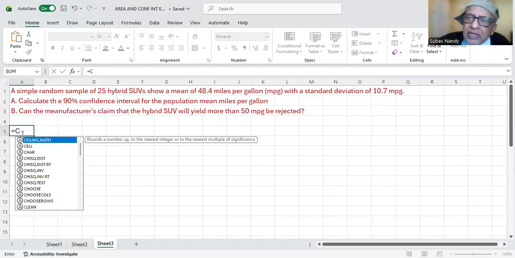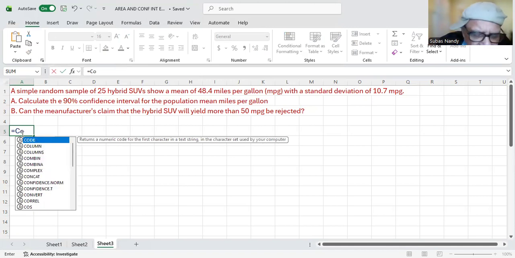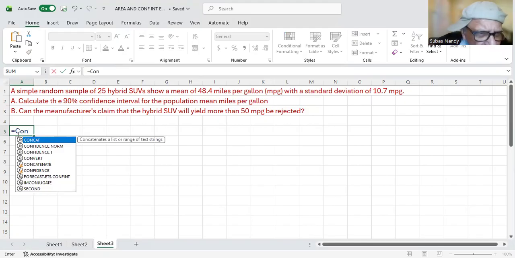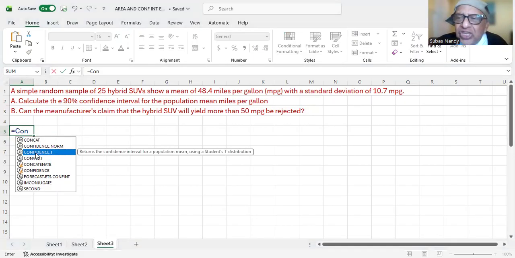confidence. For any formula in Excel, you have to bring in the equal to sign. Confidence is CON. Now notice there are two confidence functions. One is confidence.norm, that is for the z distribution when the population standard deviation is known. The second one is for when the population standard deviation is not known. So I'm going to use confidence.t. Remember that.